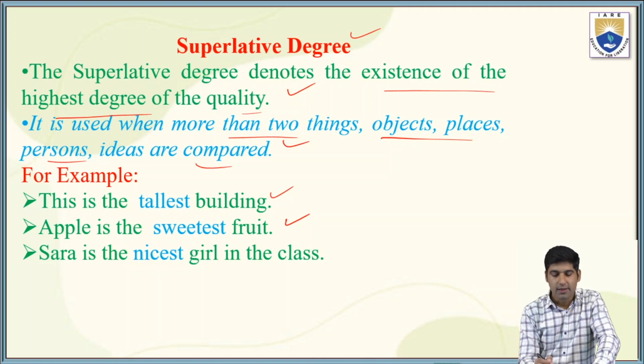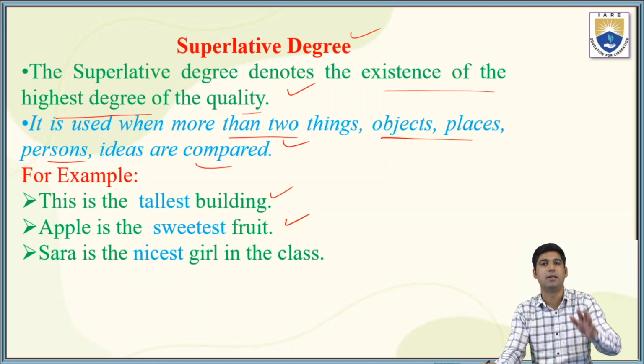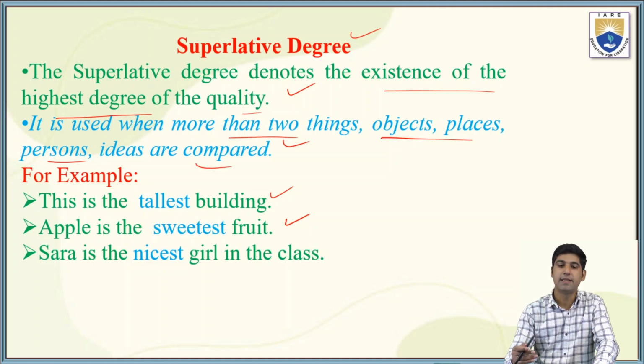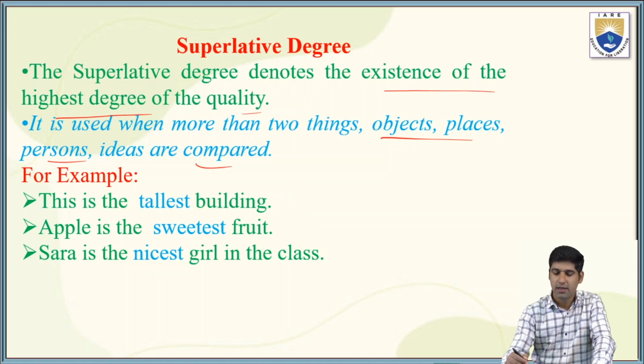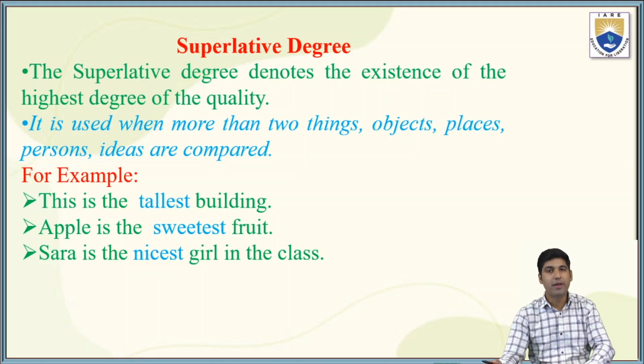And when I say Sarah is the nicest girl in the class, that means she is nicest among all the girls. Now there is no comparison between Sarah and Tara, or Sarah and some other girl. If I wrote she is the nicest, that means she is the nicest among all other girls who are in the class. This is how we can use the superlative degree.